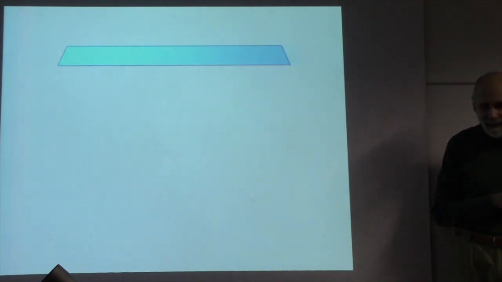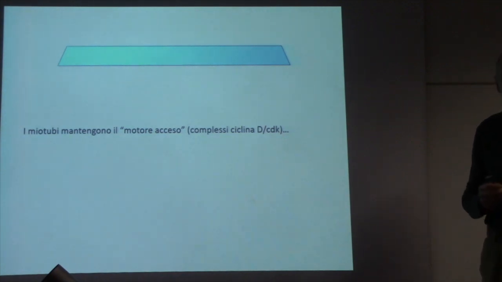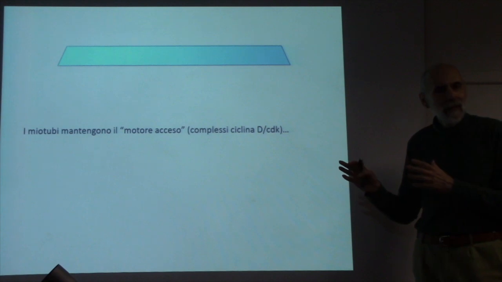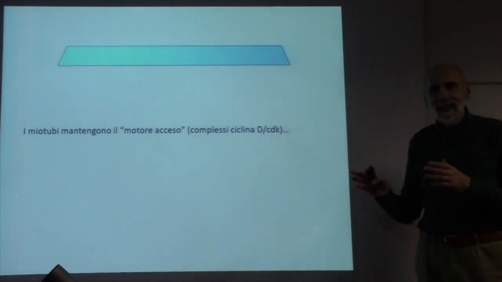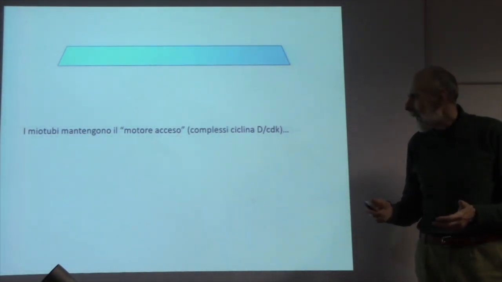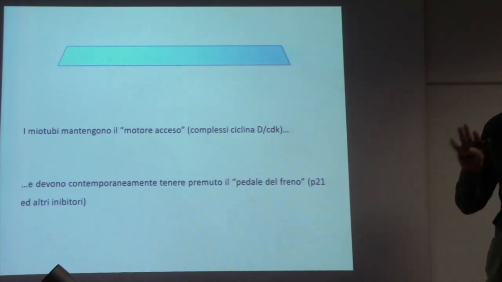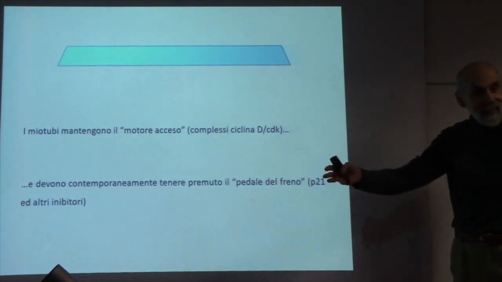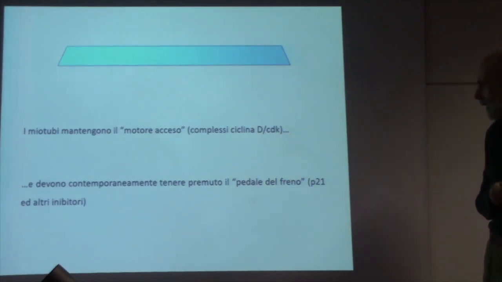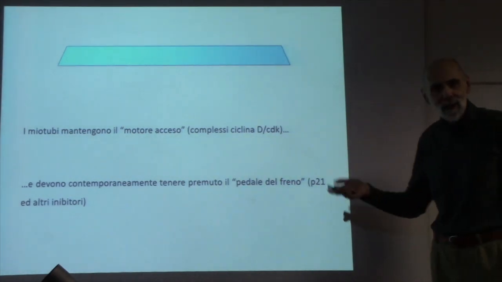Okay, one thing the authors speculate a little about is that it is as if the myotubes kept their engine on. Although they are destined never to be reactivated in nature, they nonetheless keep expressing all the necessary machinery to reactivate the cell cycle. Why? Perhaps they need to push on the brakes continuously, because otherwise they would reactivate their own cell cycle, which is not good. And so, surprisingly, they waste energy to produce these proteins and more energy to produce inhibitors of these proteins.